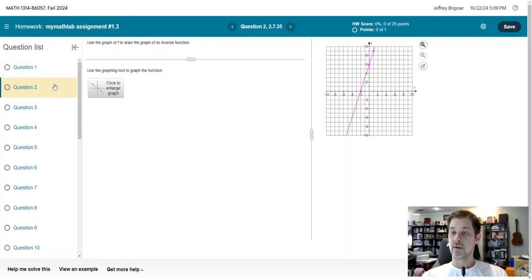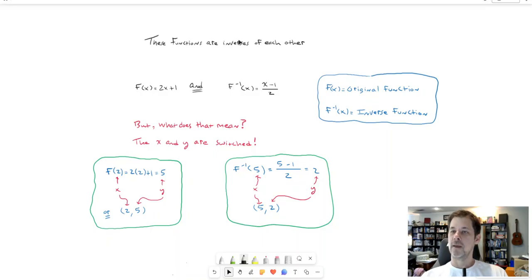I'd like to take a moment to show you how to solve this problem, which I'm finding on our assignment on my math lab. The question goes like this. It says, use the graph that's given over here to draw the inverse function. It's easy for me to tell you what that is. All that the inverse function does is switch the x's and y's from the original function. So I've got an original function right here. The inverse of that would just switch the x's and y's. That's always true.